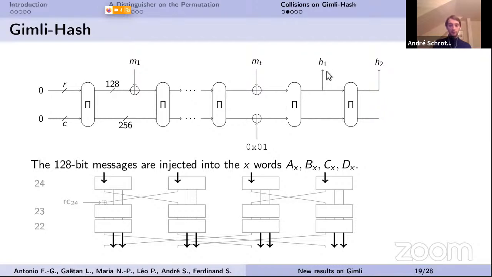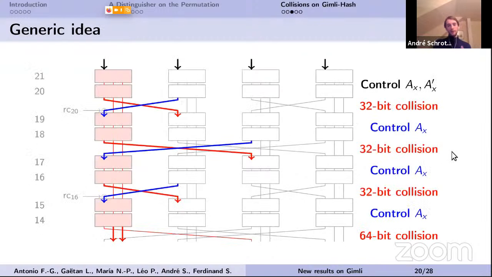And if we have a collision in the output capacities, then we can inject the right messages and obtain a full colliding state. And then we have a collision in the hash. So this is our goal, right? We're going to make things a bit easier for us by putting the difference only in a single column.